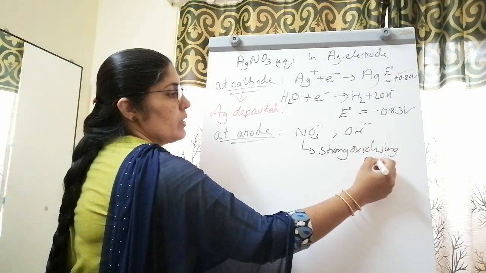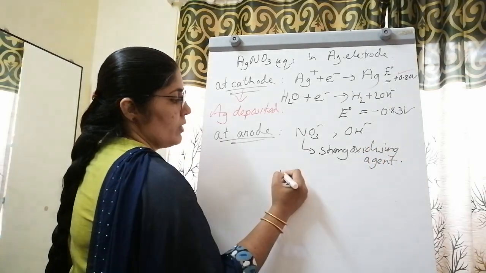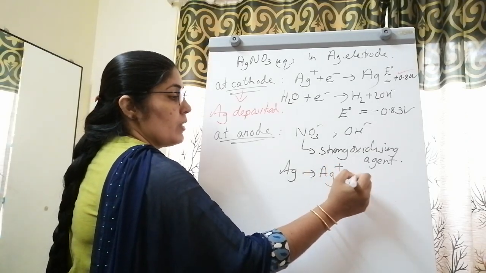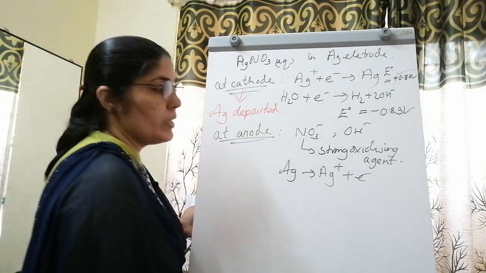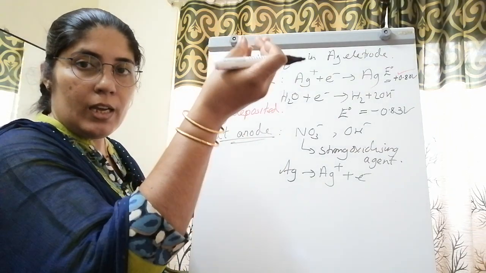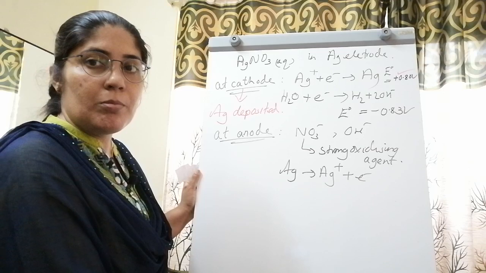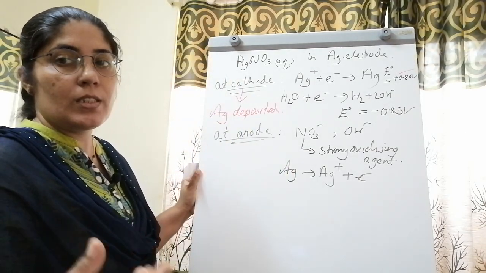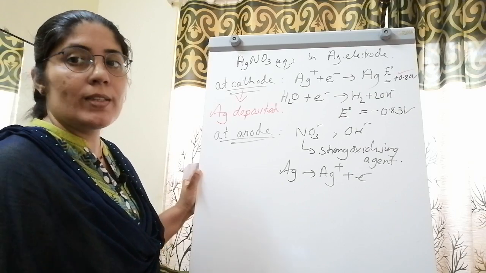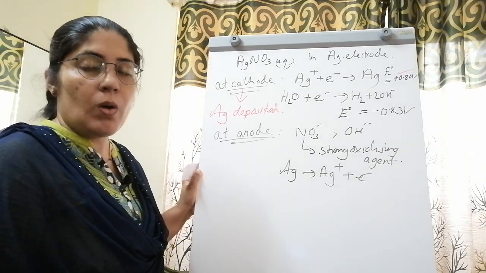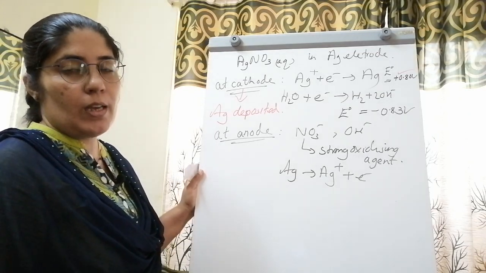The strong oxidizing agent takes the silver from the rod and makes it undergo oxidation to form Ag+ and an electron. So you can see here that the anode silver rod continuously diminishes, whereas the cathode silver rod continuously gets added on, or its thickness goes on increasing. I hope that you are able to understand these types of examples.